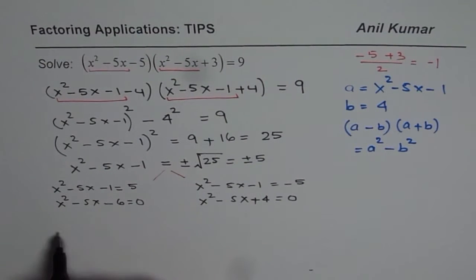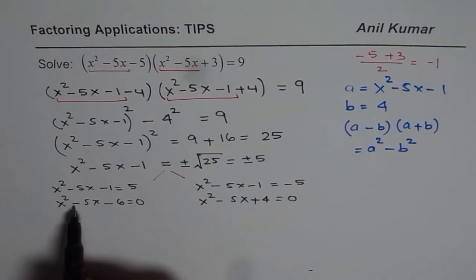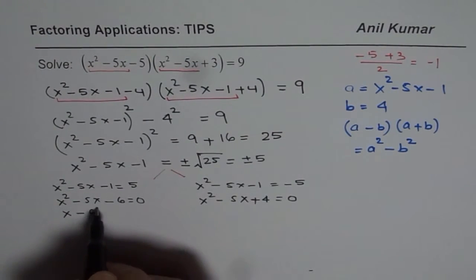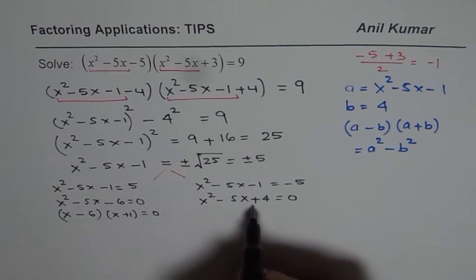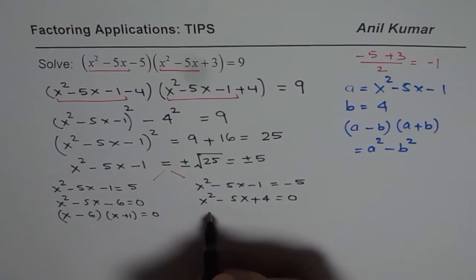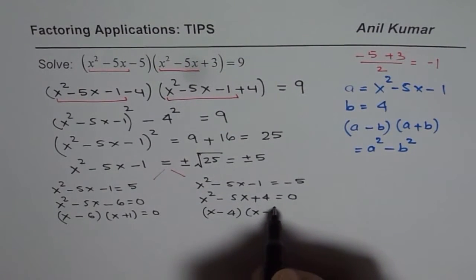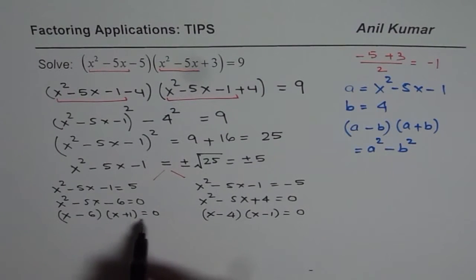Now this can be factored. We are looking for product of minus 6 and sum of minus 5. So the numbers could be minus 6 and plus 1. So we can write this as (x minus 6) times (x plus 1) equals 0. And here we are looking for product of 4 and sum of minus 5. That means (x minus 4) times (x minus 1) equals 0. Solving these factors, we get solutions for the given equation.